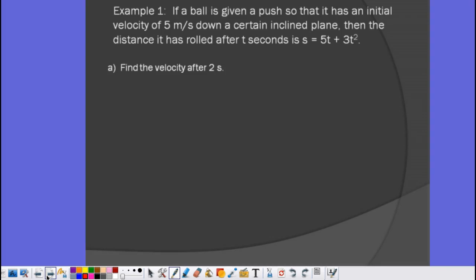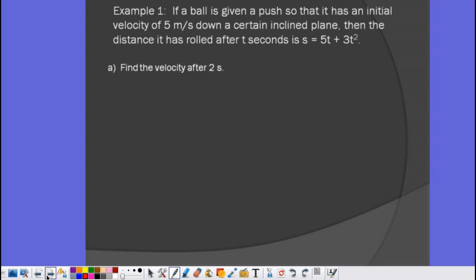If a ball is given a push, then it has an initial velocity. So when you kick a ball or you push a ball to a child, you are giving it its initial velocity. In this case, we're saying it has an initial velocity of 5 meters per second. It is going down an inclined plane. Then the distance it has rolled after t seconds can be given by the following equation, 5t plus 3t squared. Find the velocity after 2 seconds.